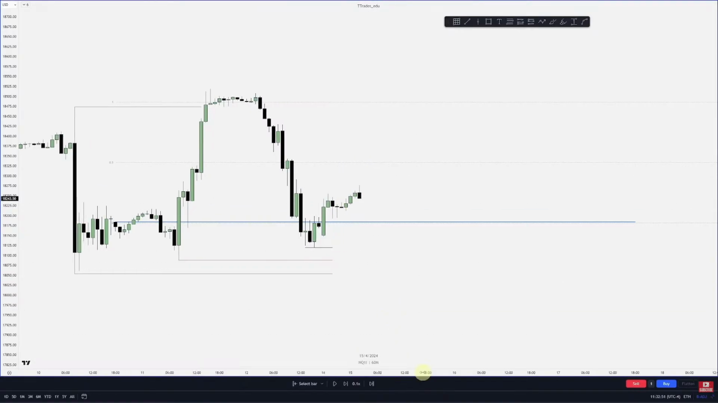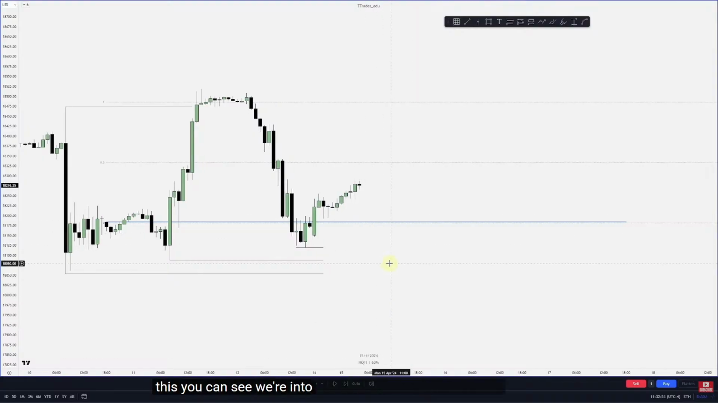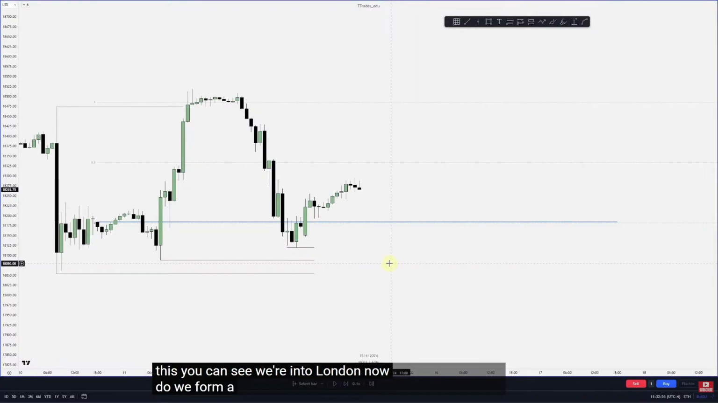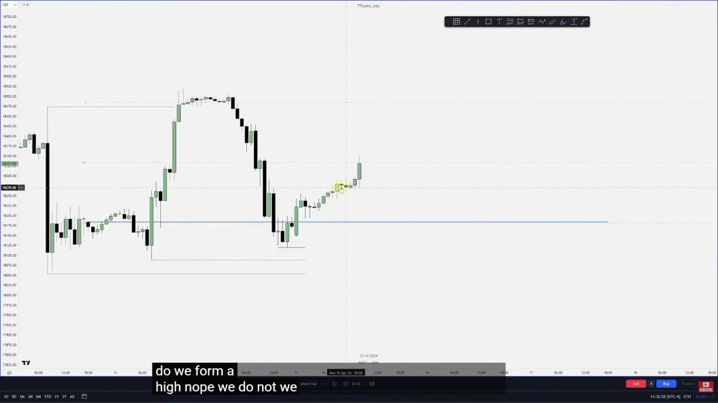You can see we're into London now. Do we form a high? Nope, we do not. We just kind of consolidate, and then as we enter New York, we do reach up into the mean threshold, so this point of interest.